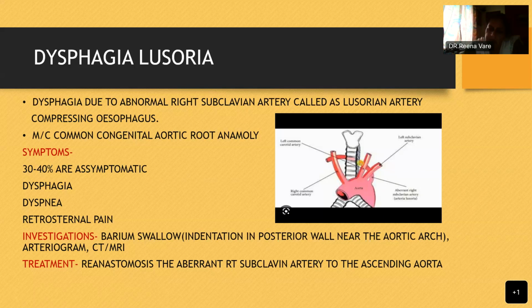Again, investigation. See, commonly for the esophagus, all investigations are the same for all usual diseases of the esophagus. It will be a barium swallow, it will be an endoscopy, because there is no other way to visualize whatever is there inside. So barium swallow, you will see indentation in the posterior wall near the aortic arch. You will require an arteriogram. You will again require a CT. Treatment will be reanastomosis of the aberrant right subclavian artery to the ascending aorta. So CVTS comes into role over here.